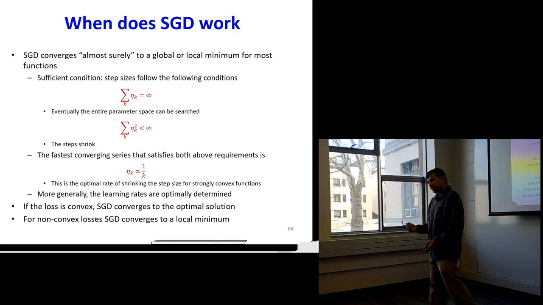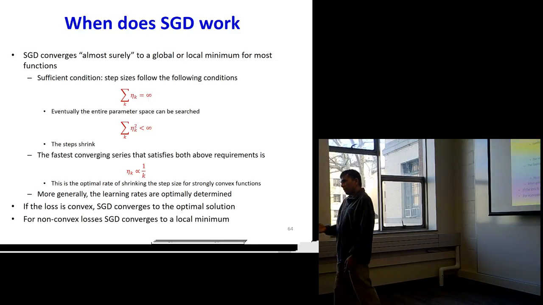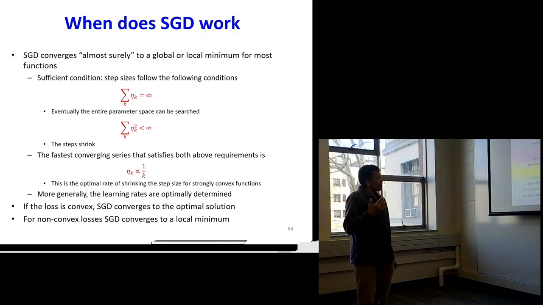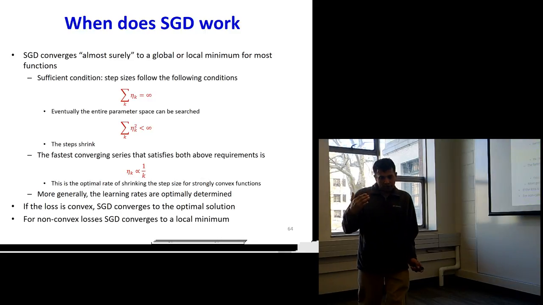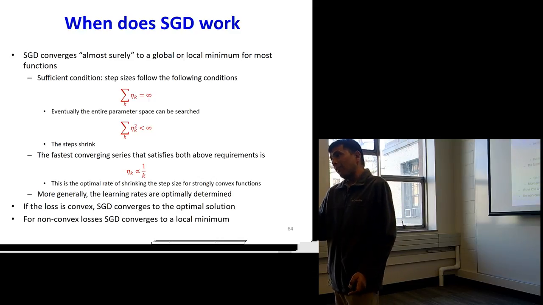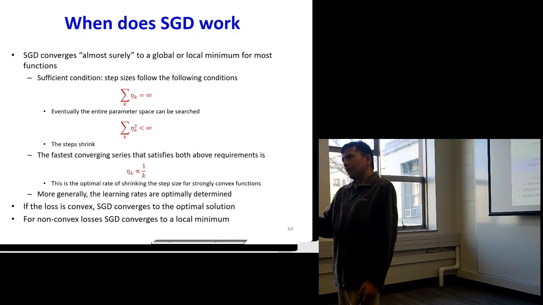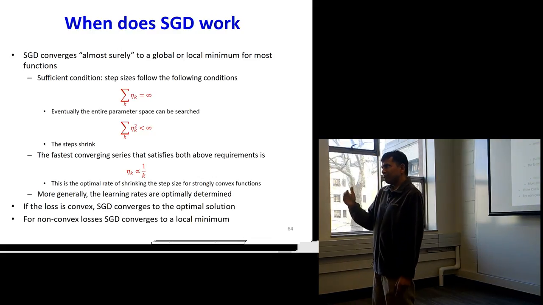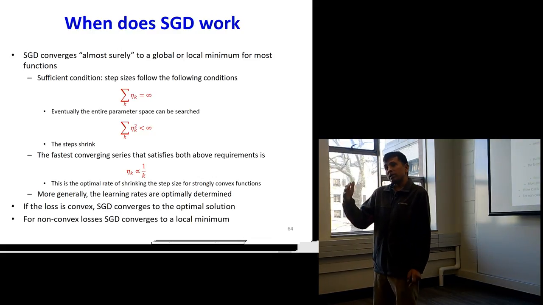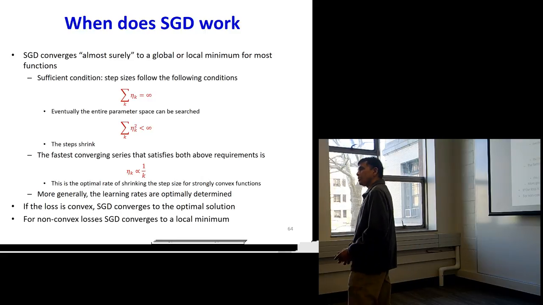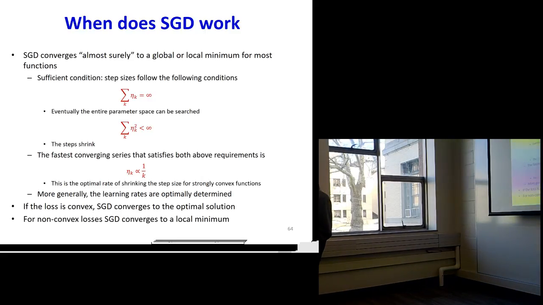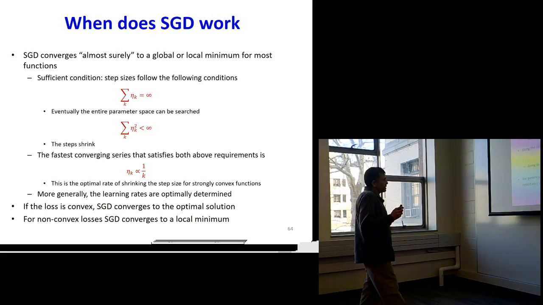Anything that is 1 over k raised to alpha, where alpha is greater than 1, is going to converge slower. If it's less than 1, it's going to converge slower. If it's greater than 1, it's not going to be able to explore the space at all, right? So these are the criteria that you have on the step size parameter to make stochastic gradient descent work.